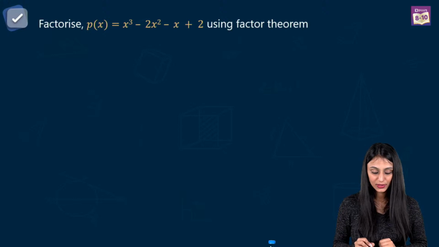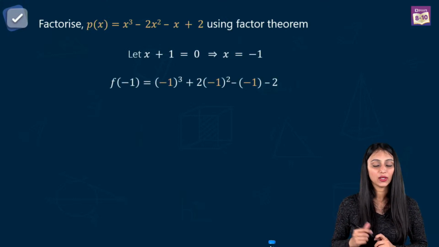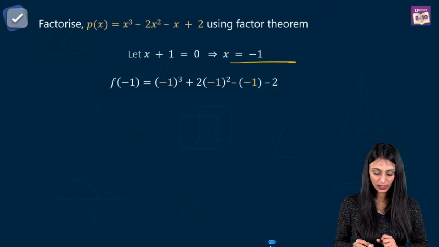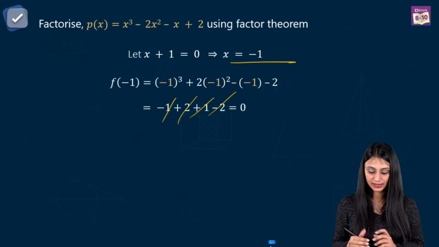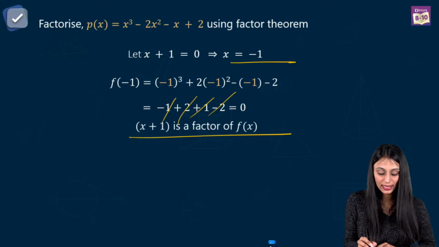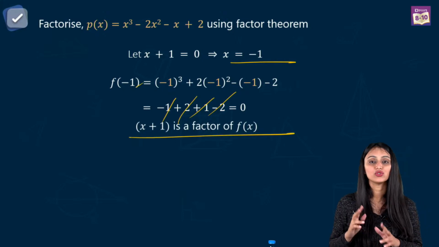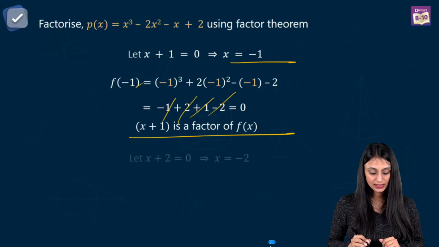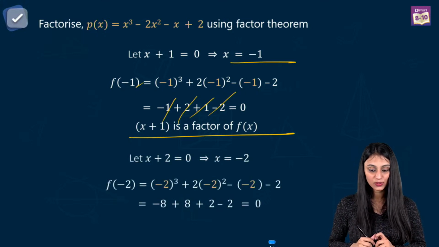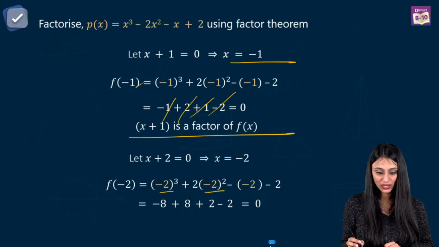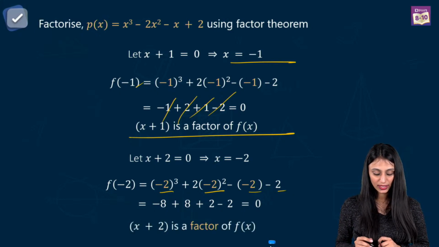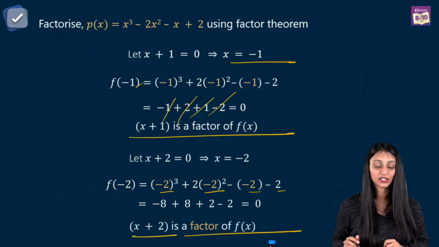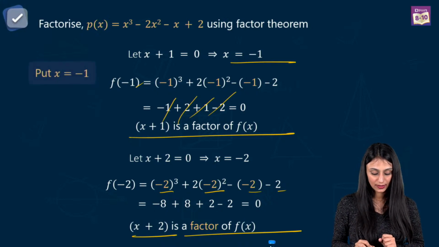Now, similarly, for x plus 1, I equate this to 0, I get x equals minus 1, I'll put it here. So what do we have? We put it here in place of x, and this is equal to 0. I can say that x plus 1 is a factor of f(x). You just have to change the sign over here. Similarly, for x plus 2 also, you get x equals minus 2. So we get minus 2 cube plus 2 times minus 2 square, minus 2 times minus 2 here, and we get at the end 0, so x plus 2 is a factor of f(x) here.